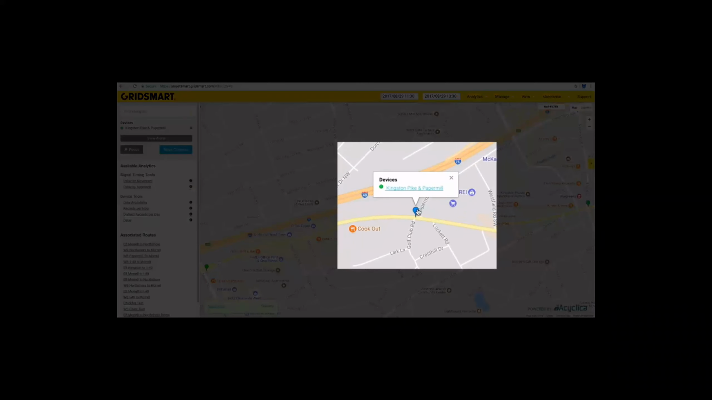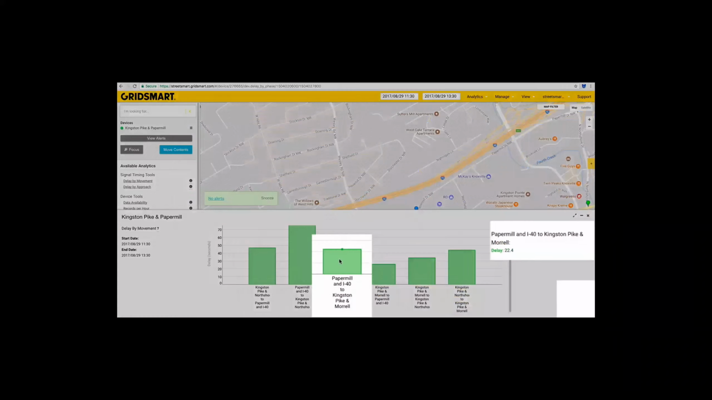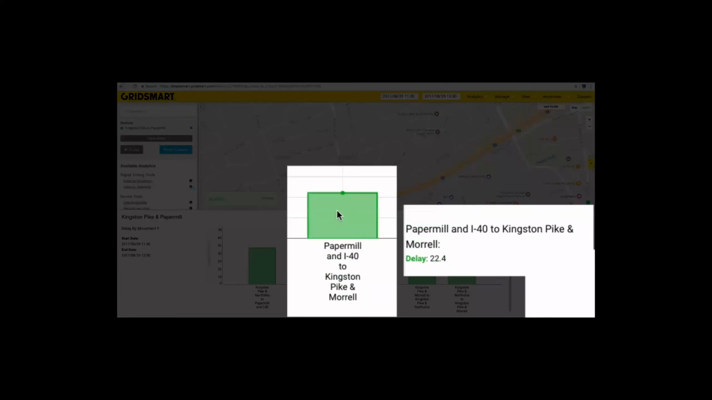Let's start with this intersection at Kingston Pike and Paper Mill. Since we know nearly 2/3 of the traffic is turning onto this segment from Paper Mill Drive, we can use the delay by movement report to see how long it takes on average for that to happen. What we can see is that it takes an average of 22 seconds for a car to make the right turn onto the segment we are looking at today.